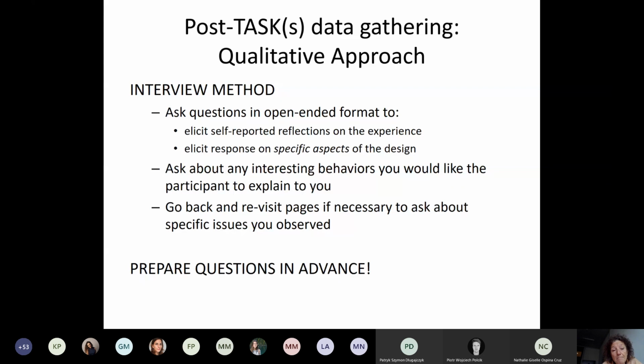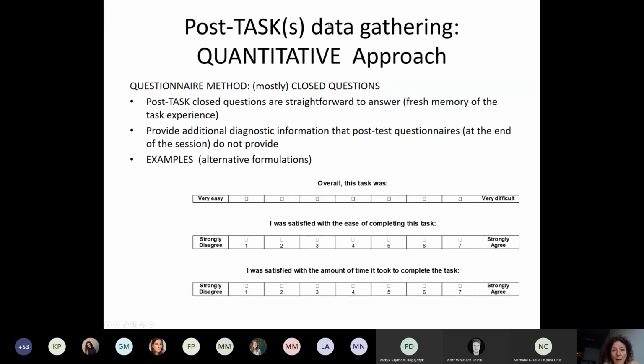There are many ways to conduct an interview. What is important is that the questions that you ask the user and the method that you adopt should be the same for all users. Otherwise, your results are biased and you don't get comparable results. So it's important that you prepare the questions in advance. A more quantitative approach is a questionnaire. Okay, what is the difference between a questionnaire and an interview?